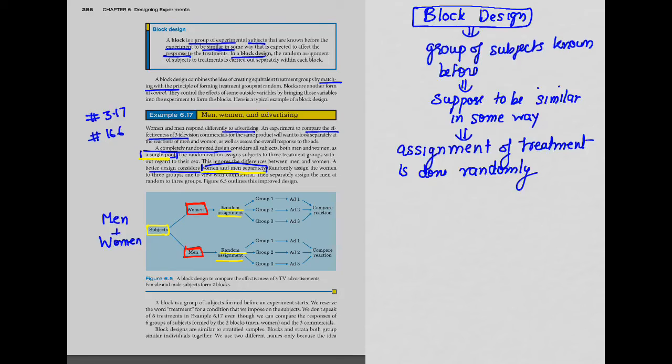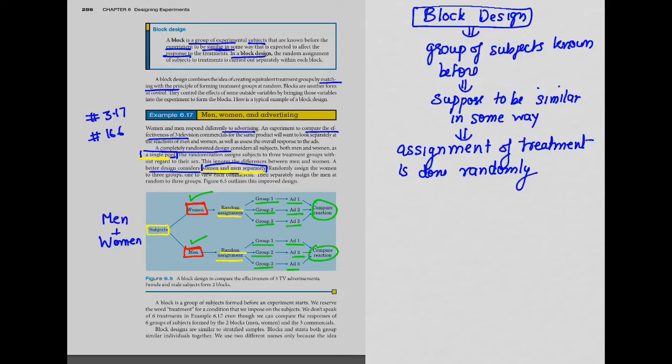We have 3 advertisements, so we can pick the advertisement. Group 1 gets the first ad, group 2 gets the second ad, group 3 gets the third ad. And how is this assigned? By random assignment. Same thing for men. Group 1 gets the first ad, group 2 the second, and group 3 the third. And then we can compare the 3 treatments, the 3 advertisements, for the women. Same thing, we can compare the response for the 3 advertisements for the men.